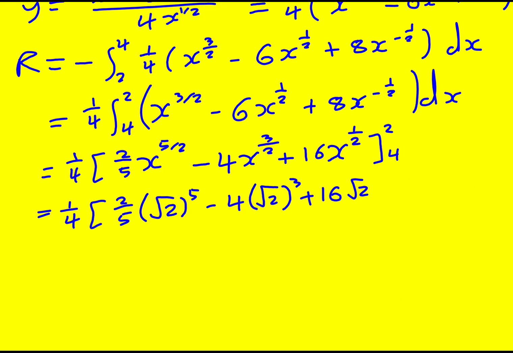And then I'm minusing, put this in a big bracket, 2/5. This one's a bit nicer because I can square root 4. I'm actually going to get 2/5 times 2, but it's root 4, isn't it, to the power of 5 minus 4 times 2 cubed plus 16 times 2.